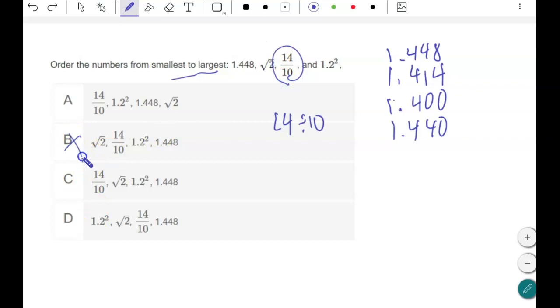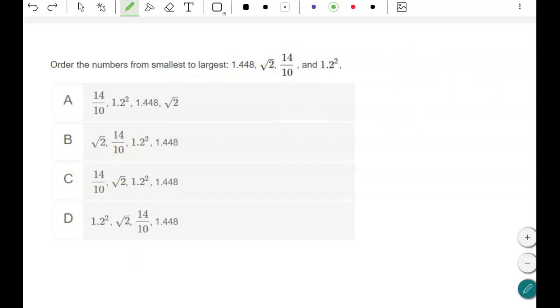So we're going to eliminate B and D based on that. So this is our first one that's listed. And then the next smallest one is this one, because you have the 414, and this is 440, and this is 448. So this one, remember, was the square root of 2. So this is our second one. So square root of 2 has to be C. So make sure you do show the work on the slide.